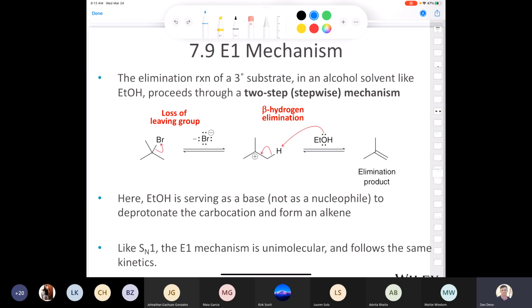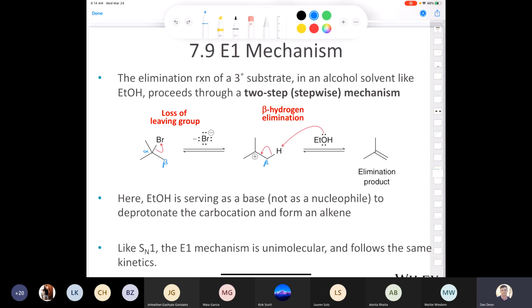The solvent in this case is behaving as a base, and it abstracts a beta hydrogen, right? We have our alpha carbon here, we have a beta carbon here, so this is a beta hydrogen. They've only drawn in one just to show that one proton that's being abstracted. But again, here the ethanol is acting as a base. It goes back to Bronsted acid-base theory. What's a Bronsted base? A proton acceptor. There we go. And we end up with an alkene.